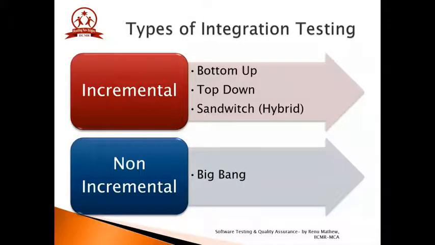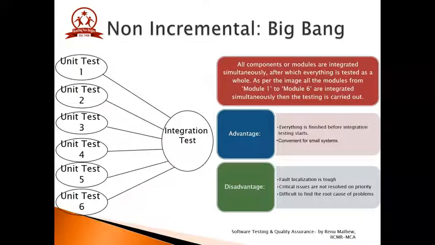Now let's see the types of integration testing. It can be incremental or non-incremental. Under incremental type, we have the top-down, bottom-up, and hybrid approach, whereas Big Bang is a non-incremental approach. In Big Bang approach, we put all the components in one go for integration testing. All components or modules are integrated simultaneously, after which everything is tested as a whole.